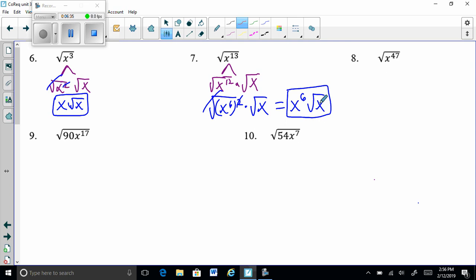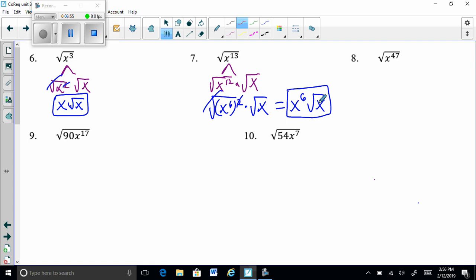Like I said, for every two, you can pull one of them outside. If you think about it, there's 13 of them: 2, 4, 6, 8, 10, 12. So you're able to pull six of them out, or basically x to the power of six, and that odd one stays behind.